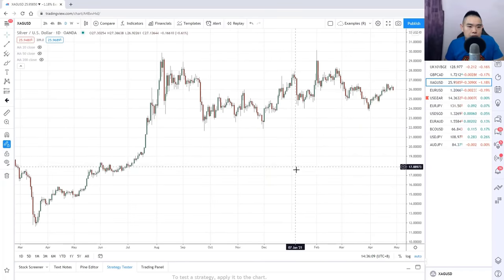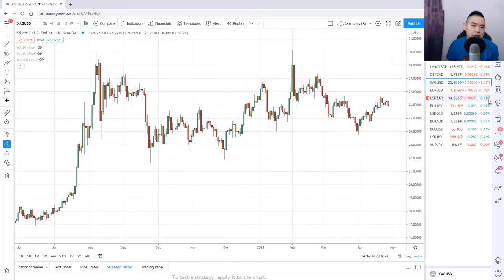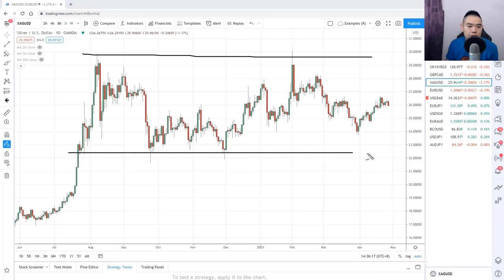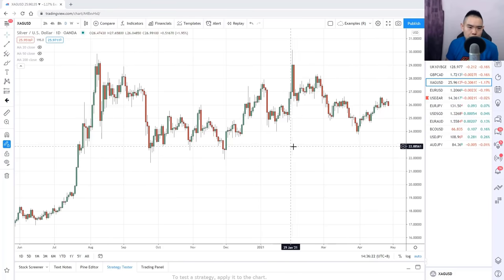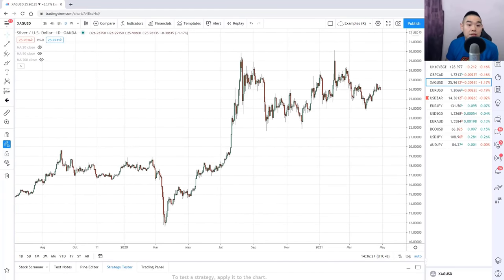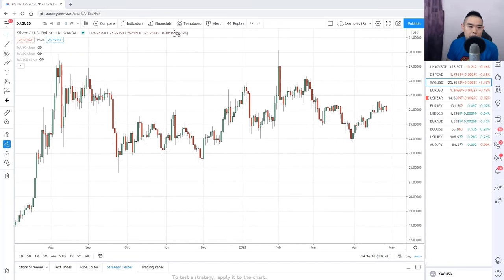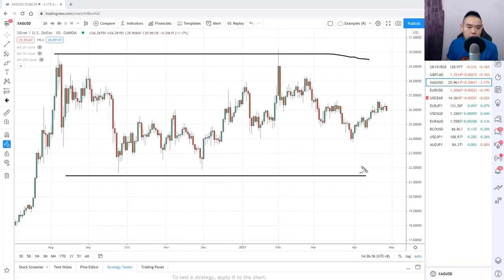One more example before we move on. This one here, silver. Is this in a range market or an uptrend? If you look at the chart as it is right now, I would say this is in a range market, contained between these highs and these lows. But if you zoom out a little bit more, you might say that this market could be in an uptrend. Yes, it could be, but I would argue more towards a range market, as you can see it's still stuck between these highs and these lows. So I would say that this is a range market.